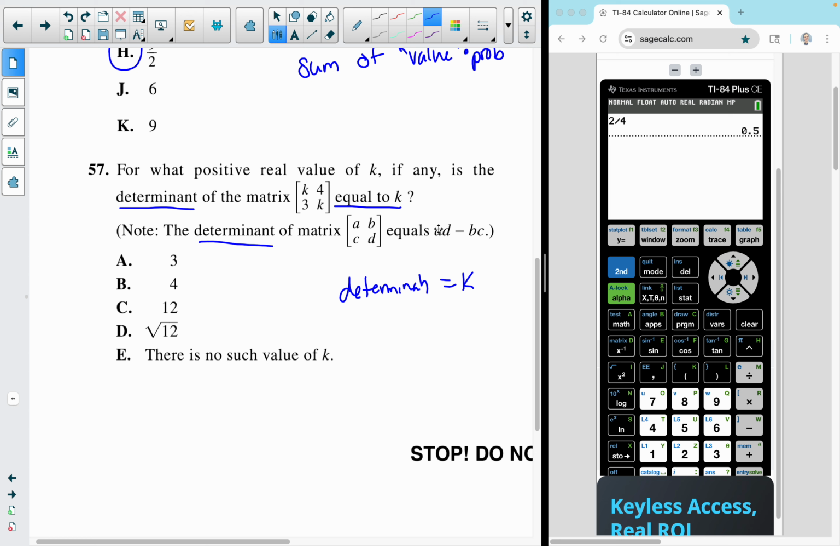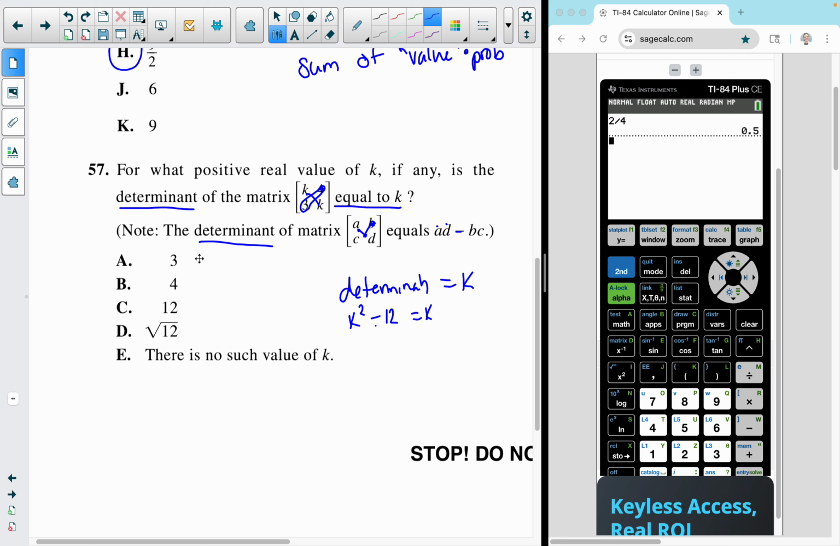We do A times D, minus B times C. So in this case, we'll do A times D, so that's K times K, which is K squared, minus B times C, so B is 4 times 3 is 12. So it says K squared minus 12 is equal to K. So now this is the determinant equal to K. So let's look at our answer choices.